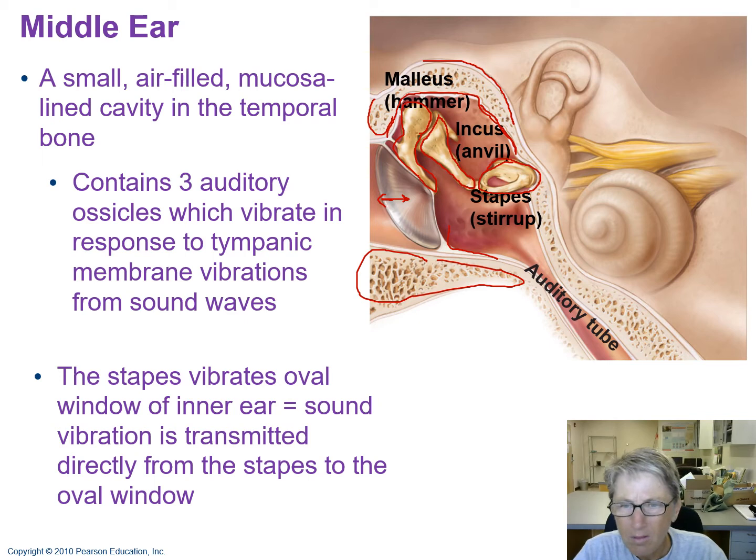And then the stapes, it doesn't show it in this cartoon, but the stapes is covering up this structure called the oval window of the inner ear. And then that oval window can transmit the movement of the stapes into the chambers of the inner ear.